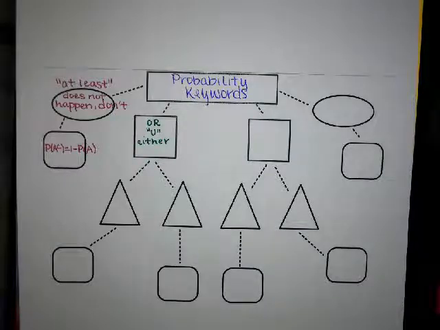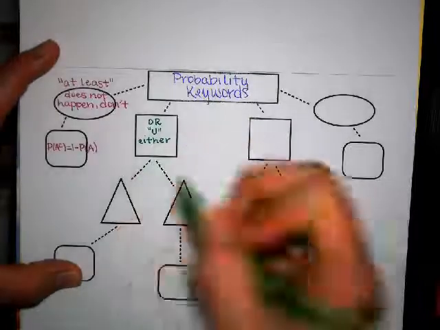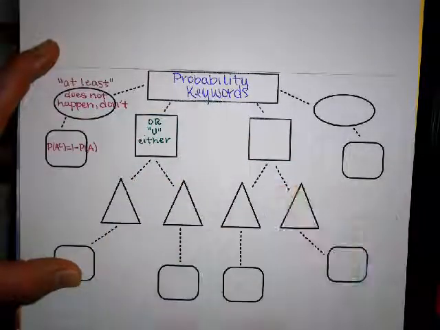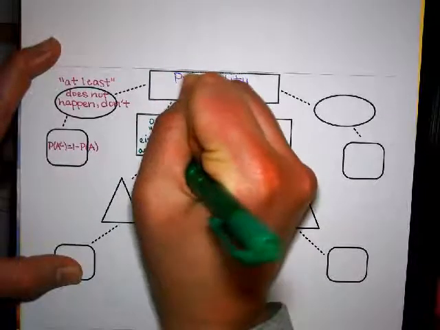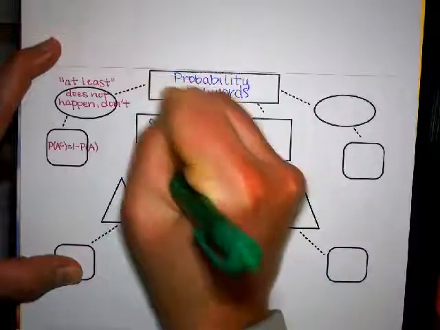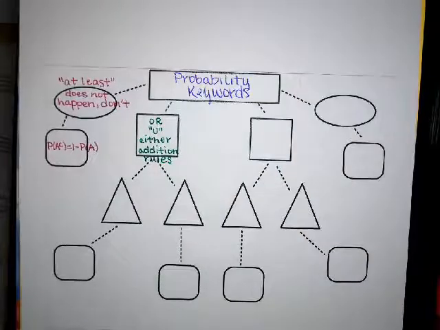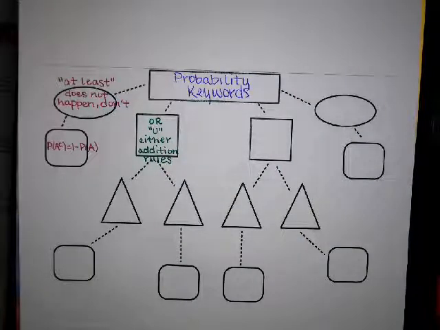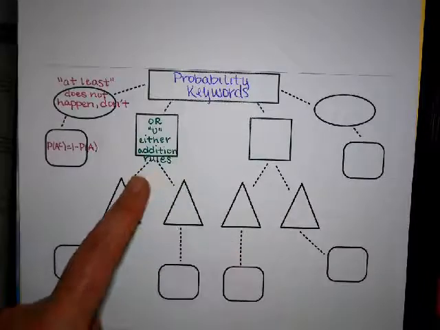I'm trying to think of other words that might mean or. Like I said, sorry, I'm bad at English. So, or, either, anything that would imply this or that, that means you're looking at your addition rules. And there are two addition rules. There is the addition rule for mutually exclusive events, and then there's the general addition rule for any two events.